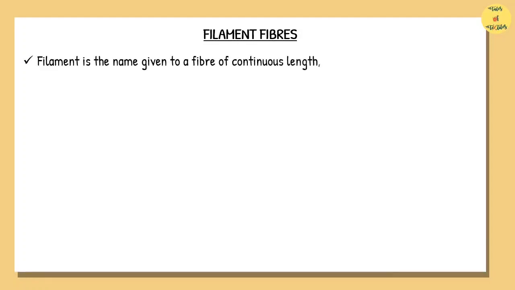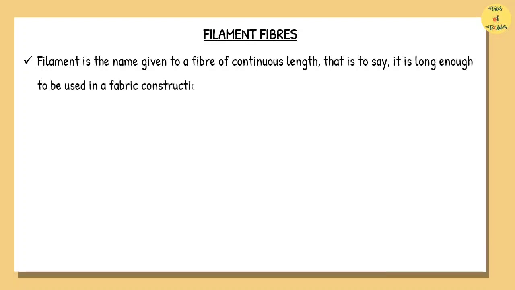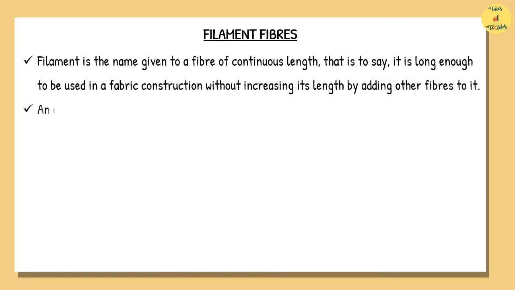Filament fibers. Filament is the name given to a fiber of continuous length, that is to say, it is long enough to be used in a fabric construction without increasing its length by adding other fibers to it. An example of natural filament fiber is silk.